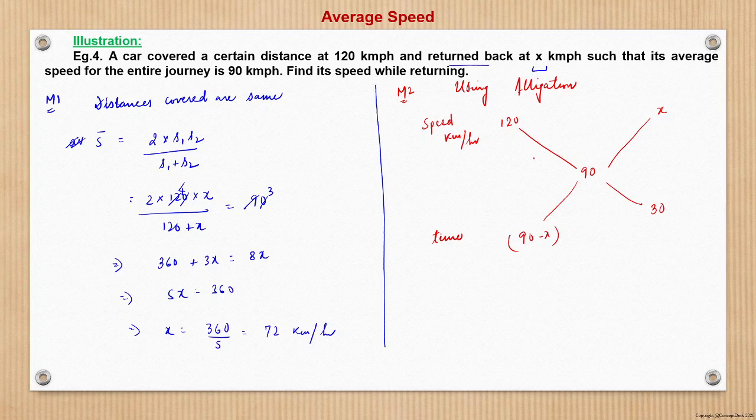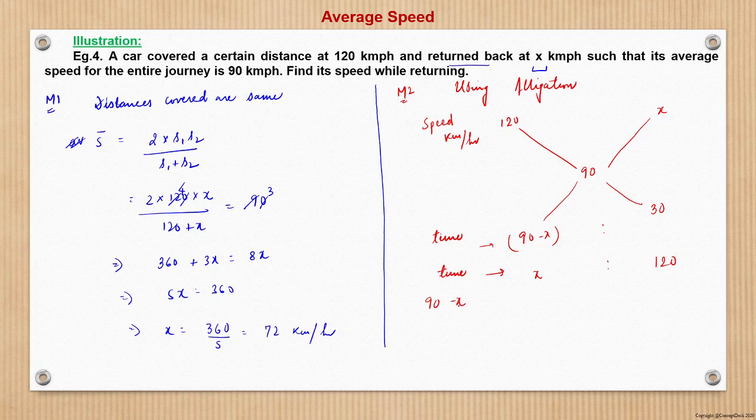This is what we do. 120 minus 90 we write here, and then 90 minus x we write here. So this is the ratio of time, as we know from alligation. However, since the distance is the same, the distances covered at the two respective speeds are the same, so the time taken would be just inverse. So time taken at 120 km per hour would be x, and time taken at x km per hour will be 120, right? So both the ratios should be the same, this one and this one.